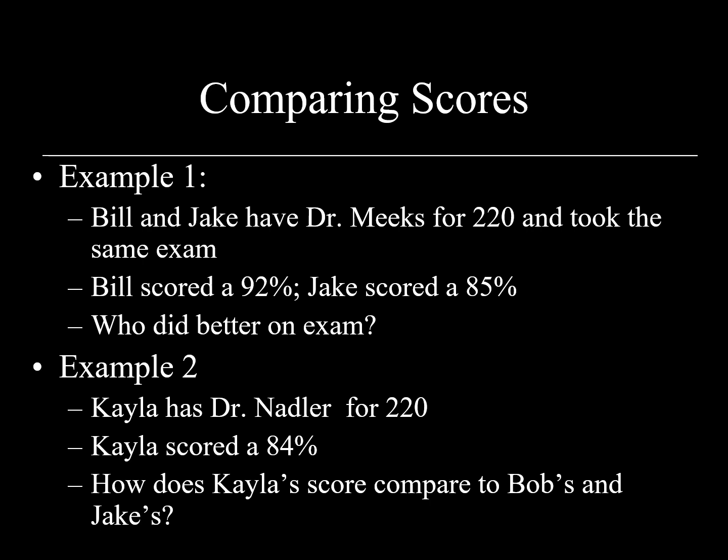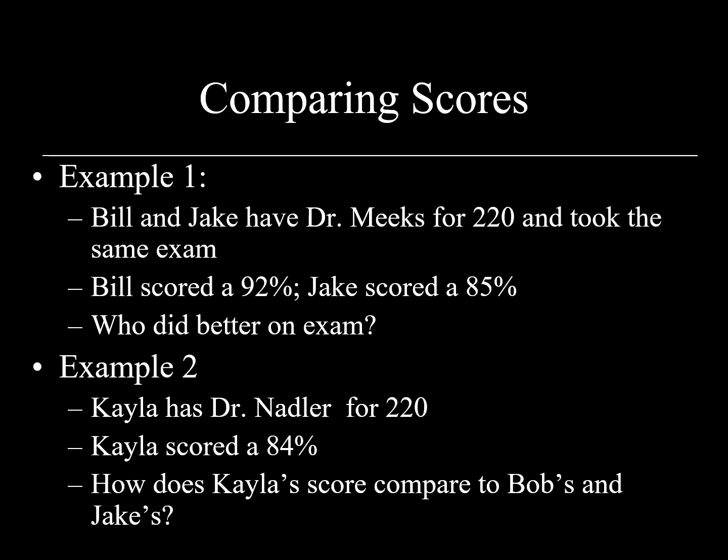So again, what do we use z-scores for? We use them to compare scores. So for example, Bill and Jake have Dr. Meeks for Psych 220 class and took the same exam. Bill scored a 92 and Jake scored an 85. Who did better on the exam? We can definitely say that Bill and Jake took the same test in the same class with the same instructor on the same date. And therefore, it's pretty easy to say that Bill did score higher than Jake, 92 versus 85.